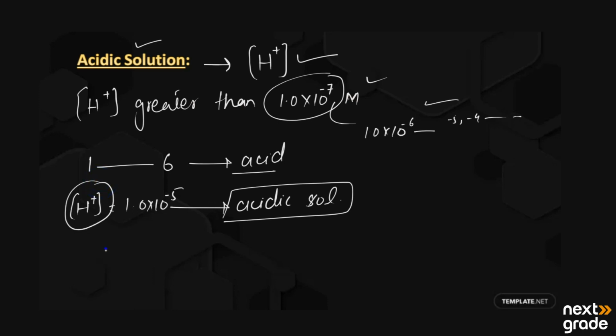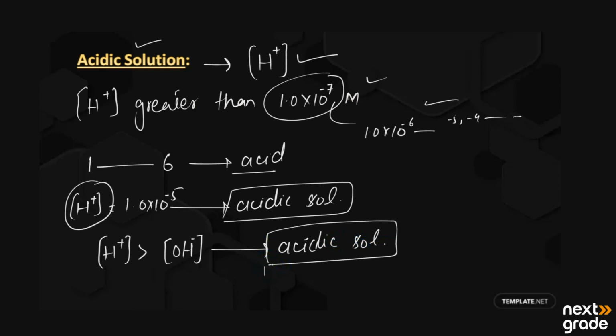On the other hand, if the molar concentration of H positive ions is greater as compared to the concentration of hydroxide ions, then the solution is called an acidic solution. We have many acidic solutions like HCl, which has a very low pH, and sulfuric acid, which also has a low pH from 2 to 3. So this is an acidic solution.